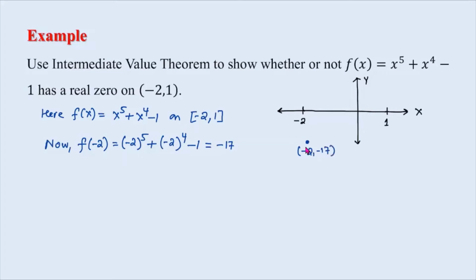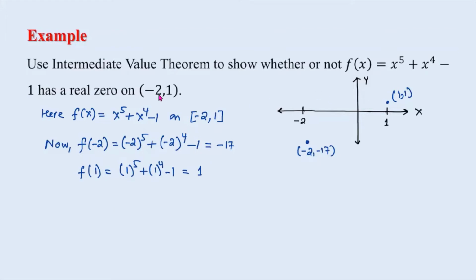That's the point -2, -17. Now let's try to find the value of the function at 1. f of 1 is equal to 1 to the 5 plus 1 to the 4 minus 1, which is equal to 1. So that means when x equal to 1, the value of the function is 1 up here. So that is the point 1, 1.